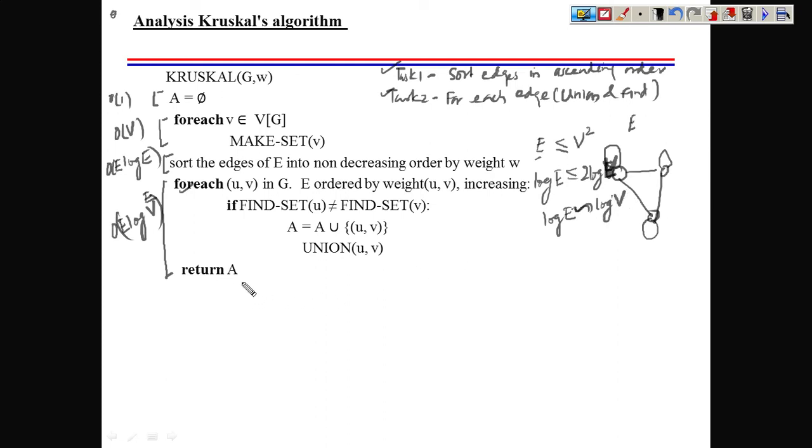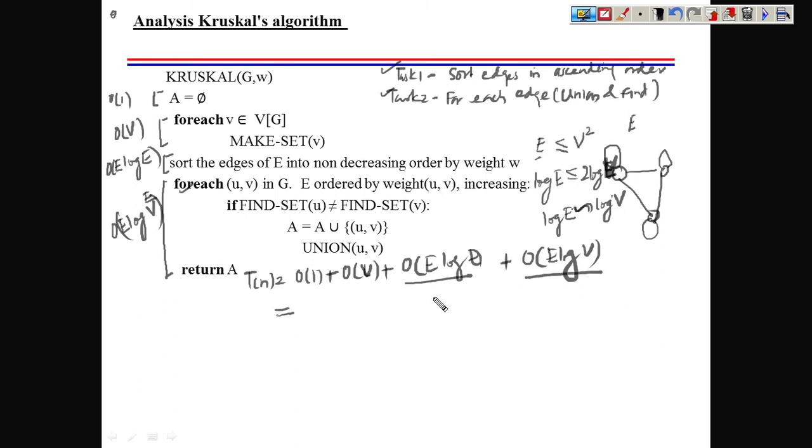So we can write the total cost of this as big O of 1 plus big O of V plus big O of E log E plus big O of E log V. So these are the two major components, and you can write this as big O of E log E. So this is how we can find out the running time of this. It will give you big O of E log E.